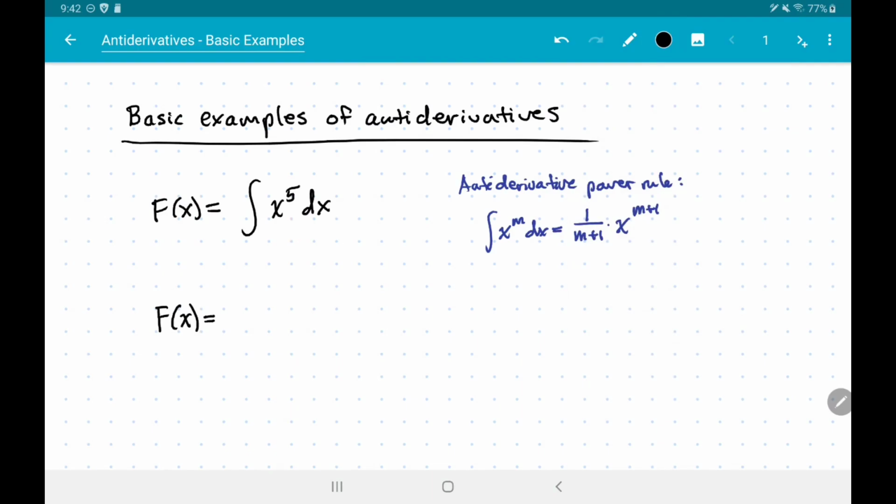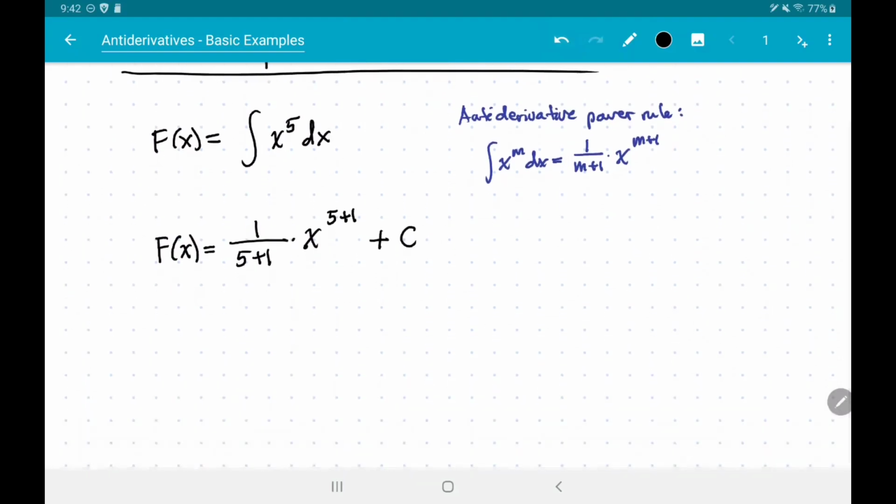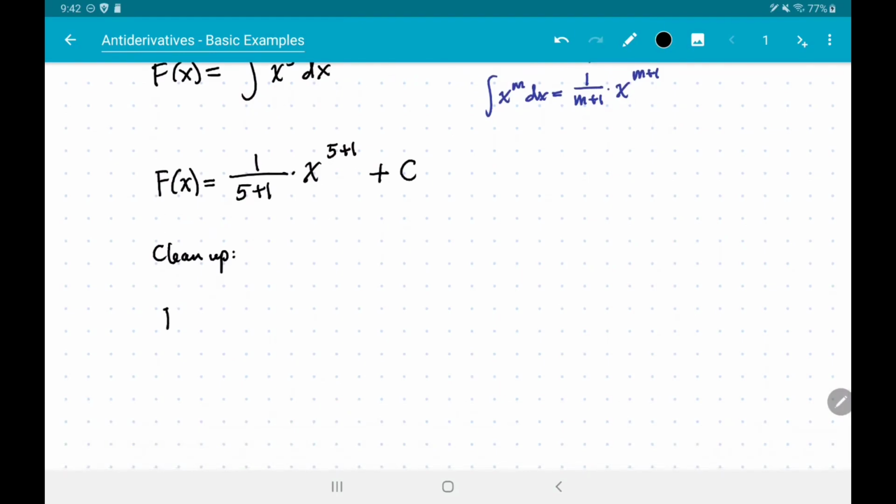Let's write this out. I need 1 over m plus 1, so that's 1 over 5 plus 1, times x to the power m plus 1, so that's 5 plus 1. And here I will write the plus c. At this point, we should clean things up a little and get big F of x is 1/6 x to the 6th plus c.